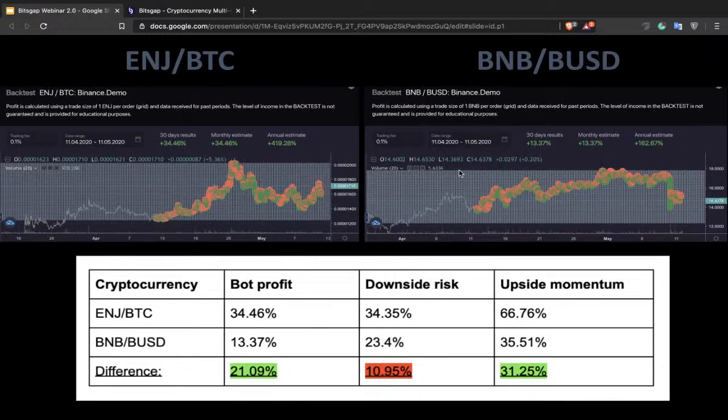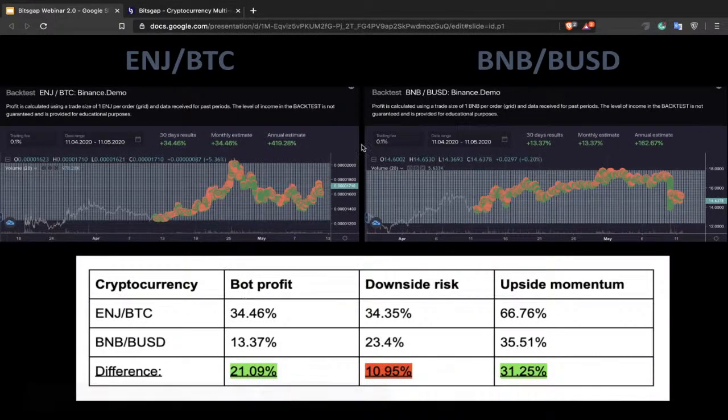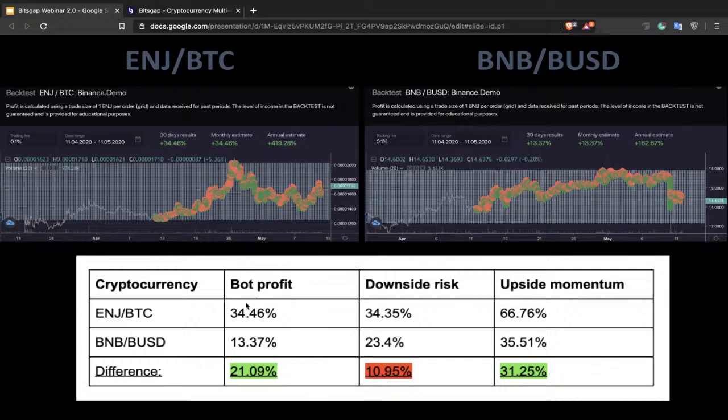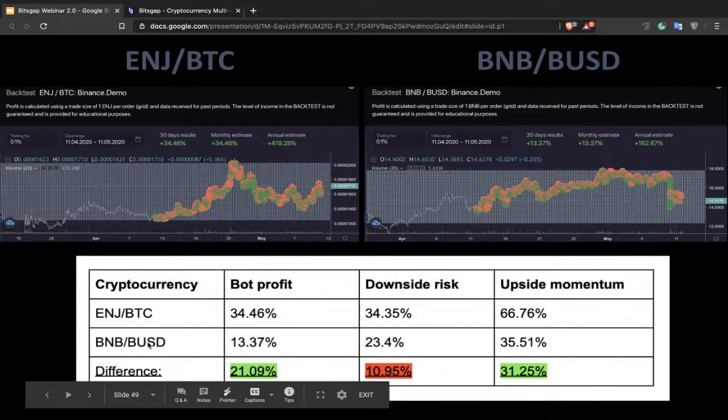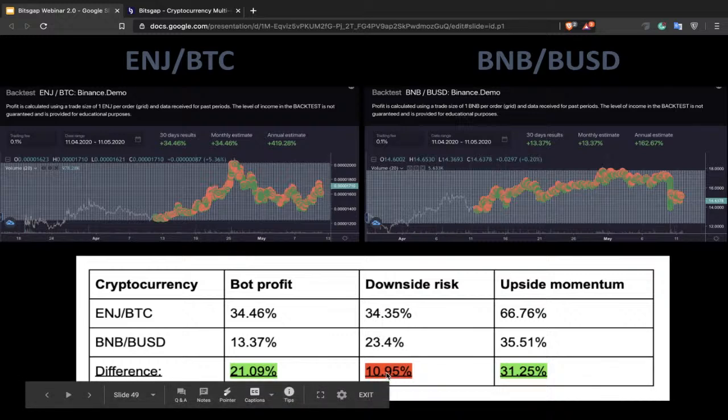Now we take this data, all right? In this case, I have a table, but in reality, you can only use the backtesting that we have here. So you don't have to use this table. You can visually spot the difference. So here's the difference. The bot profit for NG is 34%, and for BNB it is lower by 21%. So here, definitely the outperformer is NG in bot profit, all right? But in terms of the downside risk, NG was riskier than BNB by almost 11%, all right?